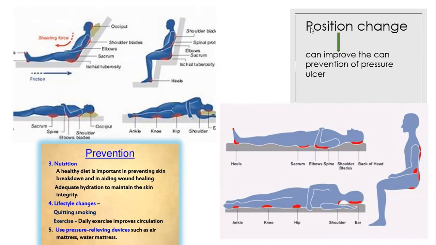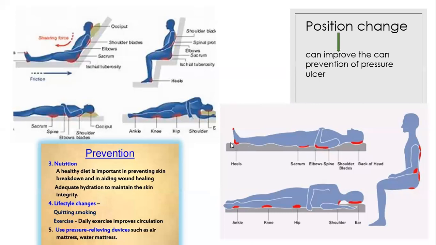So frequent posture change can help the ulcer and can prevent pressure ulcers. What are the other ways to prevent it? Good nutrition, lifestyle change like complete cessation of smoking, and exercise. Also use pressure relieving devices such as an air mattress or water mattress.